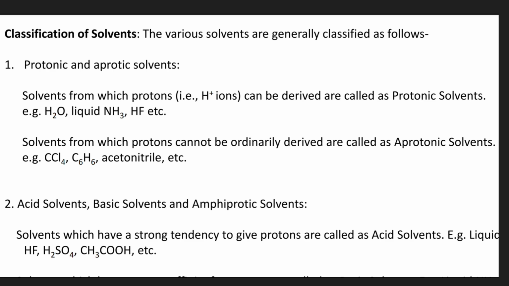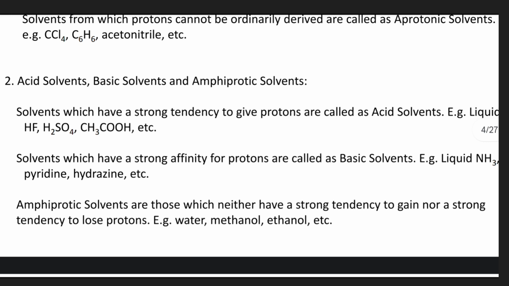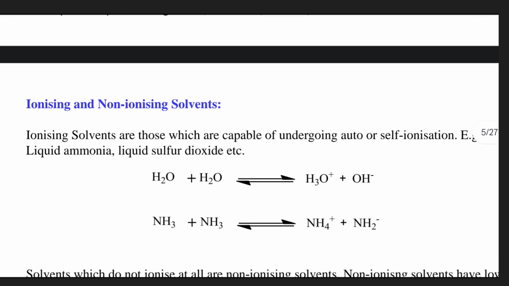Second is acid solvents, basic solvents, and amphiprotic solvents. Solvents which have a strong tendency to give protons are called acid solvents. For example, liquid HF, H2SO4, acetic acid, etc. Solvents which have a strong affinity for protons are called basic solvents. For example, liquid ammonia, pyridine, hydrazine, etc. Amphiprotic solvents are those which have neither a strong tendency to gain nor a strong tendency to lose protons. For example, water, methanol, ethanol, etc.